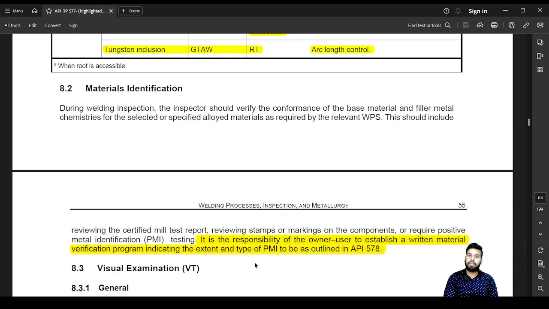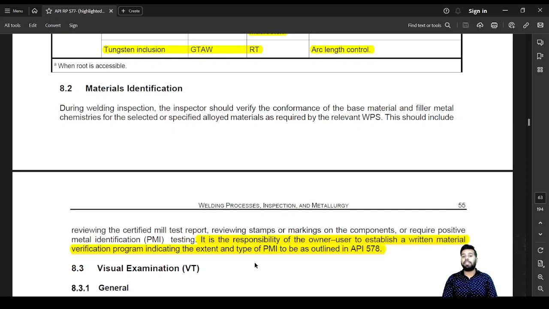Even if the material test certificate is available, still we have to identify whether what is written in the material test certificate actually corresponds to the metal that we are receiving. For that, we would generally do positive material identification. This is covered in API 578.